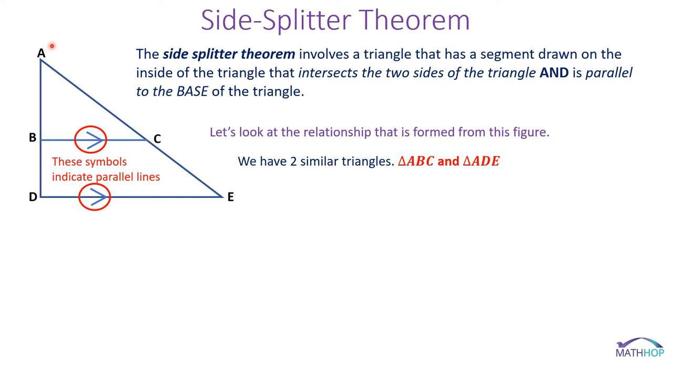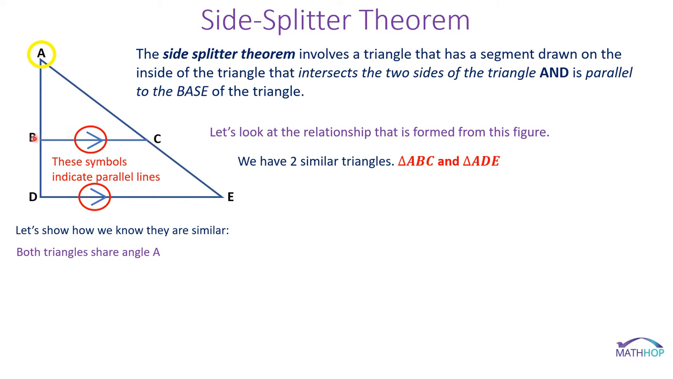So let's go ahead and show how these are similar. First of all, both triangles, ABC and ADE, have angle A in them. So that's our first step: both triangles share angle A. Now all I have to do is prove one other set of angles are congruent. So remember, we have parallel lines. And remember when we learned parallel lines that were cut by a transversal? If you had parallel lines cut by a transversal, you created alternate interior, alternate exterior, and corresponding angles, and they were all congruent.